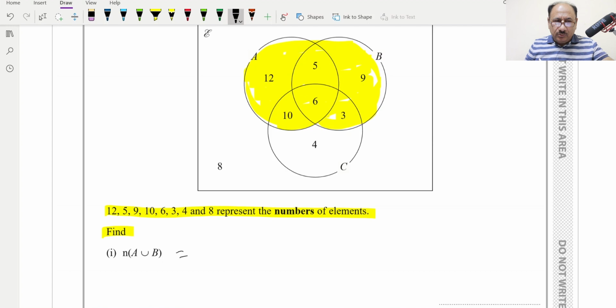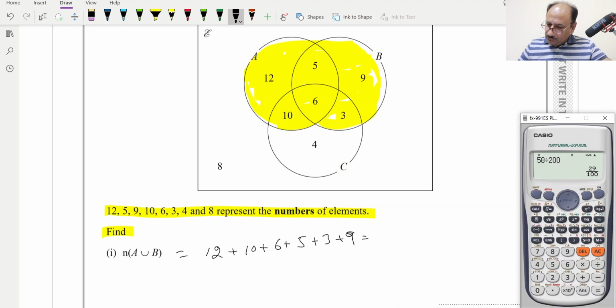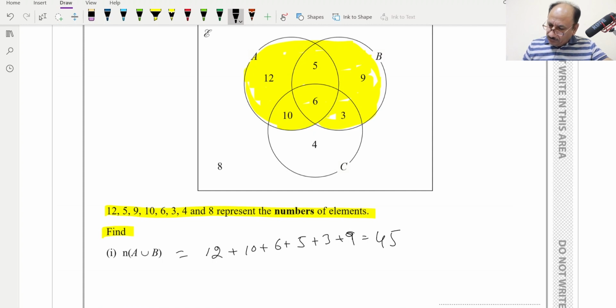This is equal to, we can write, 12 plus 10 plus 6 plus 5 plus 3 plus 9, and we can add. Adding up 12 plus 10 plus 6 plus 5 plus 3 plus 9 is equal to 45. So the number of members will be 45 for this one.